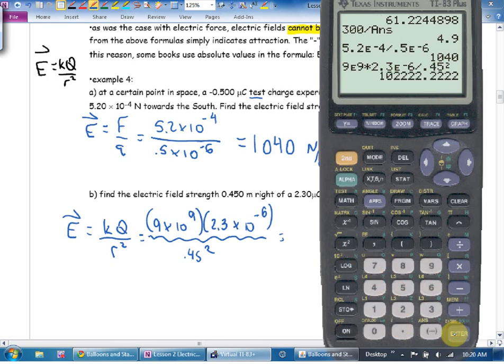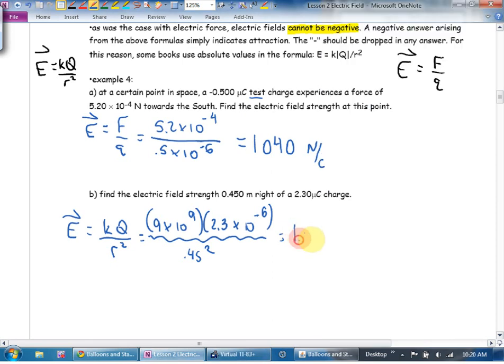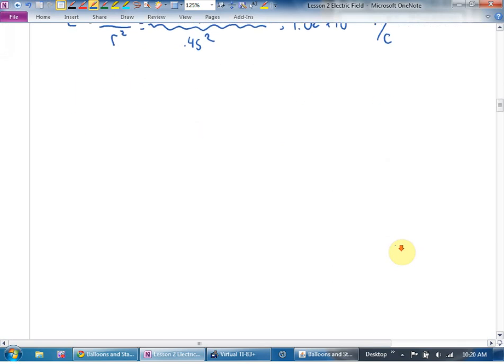1.02 times 10 to the 5th, just over 100,000. Units, Tyler? Newtons per coulomb. Okay. Next page.